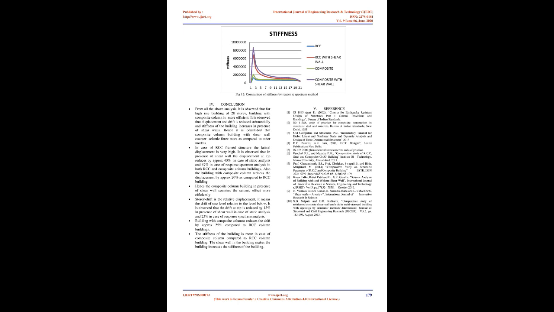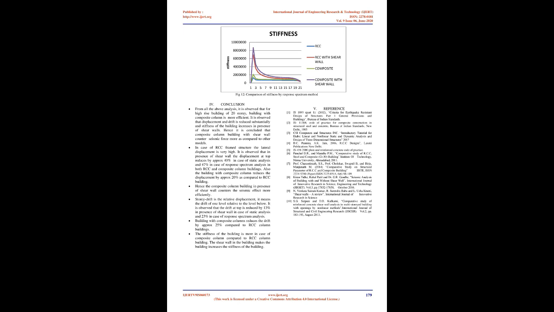Storey drift is the relative displacement. It means the drift of one level relative to the level below. It is observed that the drift at top is reduced by 13% in presence of shear wall in case of static analysis and 23% in case of response spectrum analysis. Building with composite columns reduces the drift by approximately 25% compared to RCC column buildings.